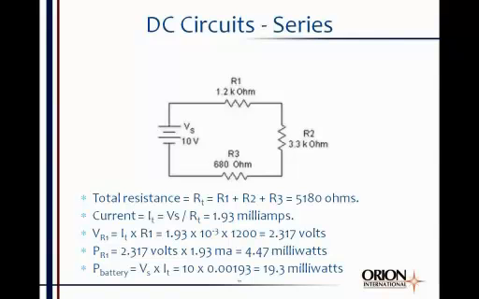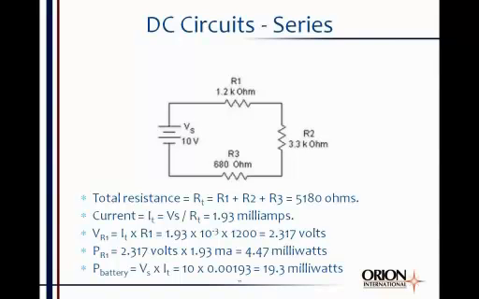To find how much current flows in this circuit through each of the elements, we can use an Ohm's law relationship. Voltage equals current times resistance, or in this case, current is equal to voltage divided by resistance. And the voltage would be the battery voltage divided by the total resistance as seen by the battery. So we take 10 volts and divide it by 5,180 ohms. Comes out to be 1.93 milliamps. A milliamp is 10 to the minus third amps. So 1.93 times 10 to the minus 3 amps.